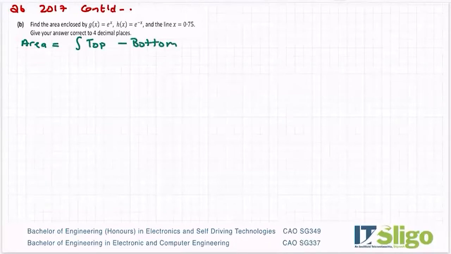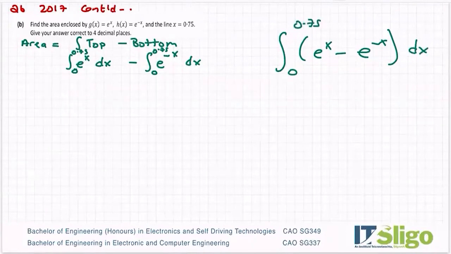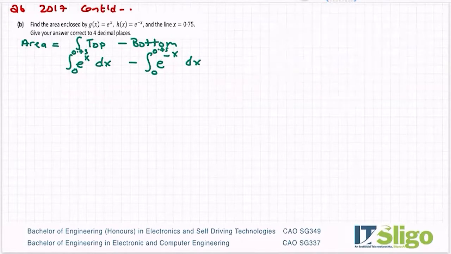Okay, so we have the integral of e to the power of x dx minus the integral of e to the minus x dx, and both of these are between 0 and 0.75. Nothing stopping me writing it like e to the power of x minus e to the minus x dx. That's fine too, because we're going to treat them individually anyway, so it doesn't matter.